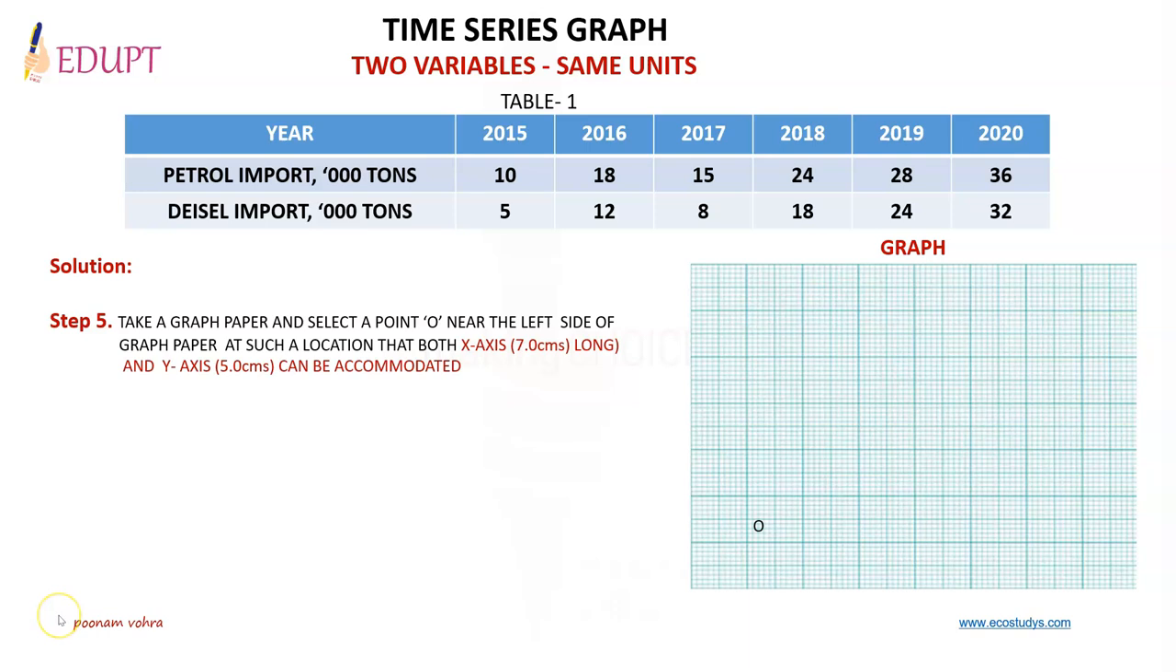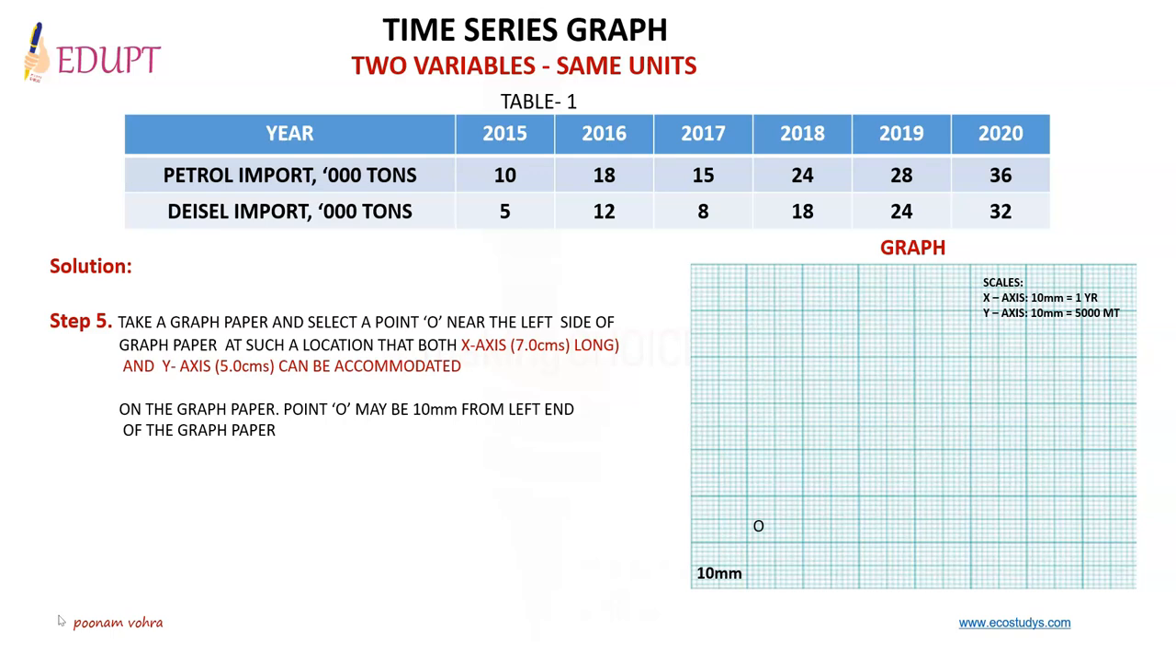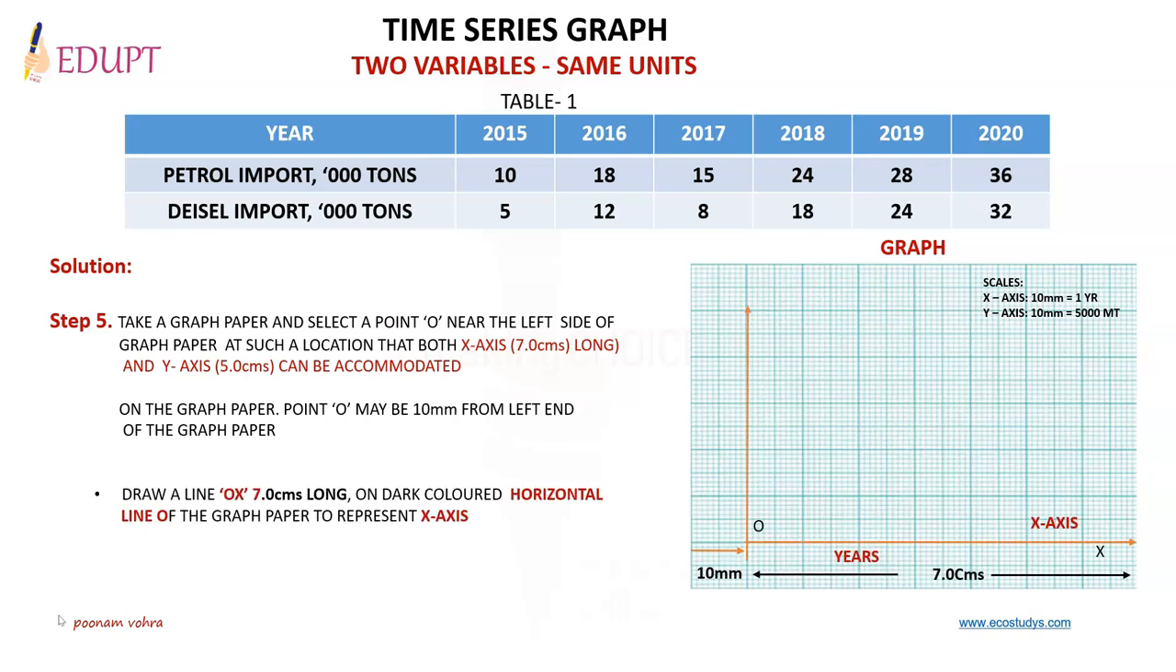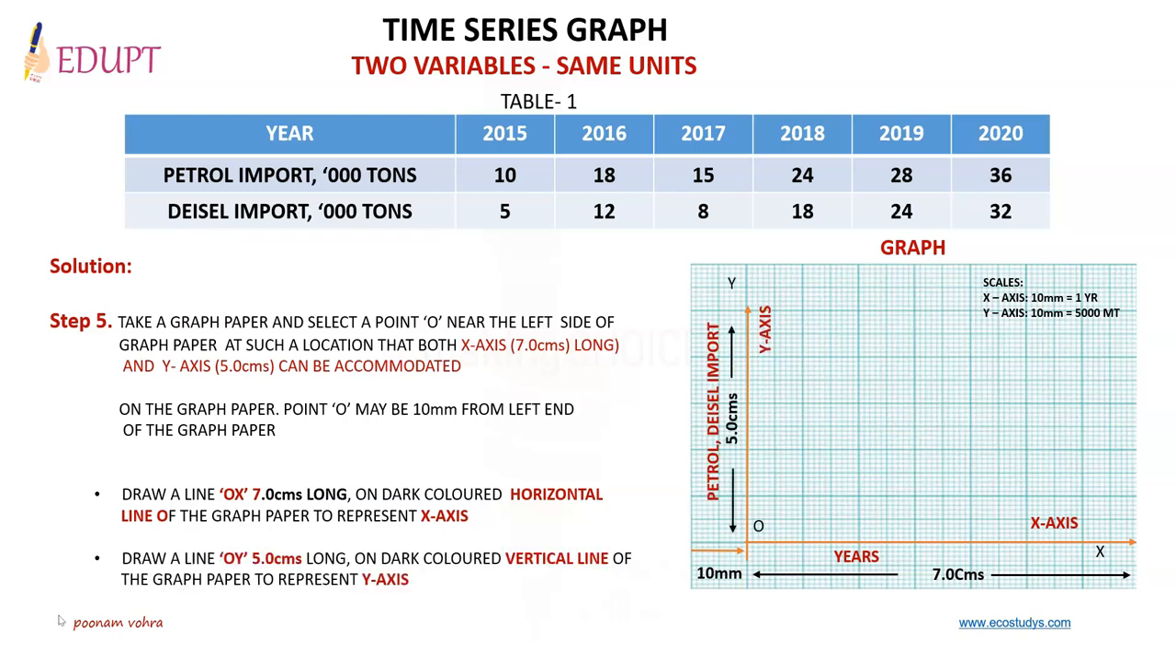Next is to take a graph paper and select point O near the left side of the graph paper at such a location that both x and y axis can be easily accommodated. So draw a line OX 7 centimeters long, representing years. Draw a line OY 5 centimeters long, representing petrol and diesel import in 1000 tons.